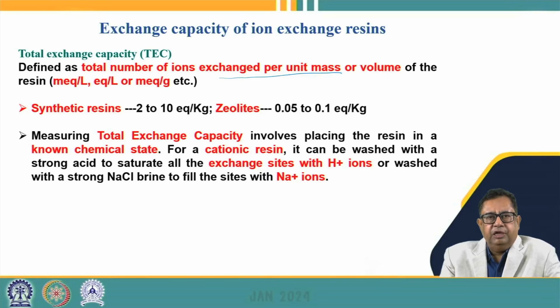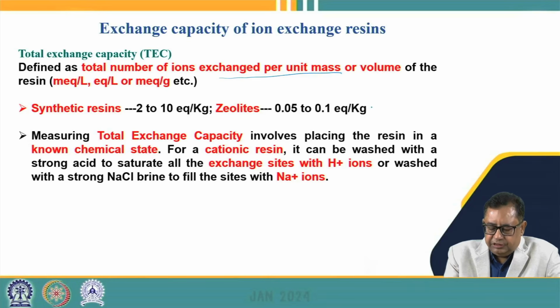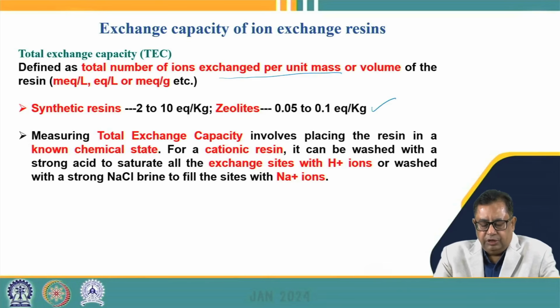It can be expressed in milliequivalents per liter or equivalents per liter or milliequivalents per gram or milliequivalents per kg or equivalents per kg, whatever. So these units can be used for representing the total exchange capacity of the ion exchange resin. For example, we can see here the synthetic resins have a capacity of around 2 to 10 equivalents per kg, whereas zeolites may have a low capacity, that is around 0.05 to 0.1 equivalents per kg.